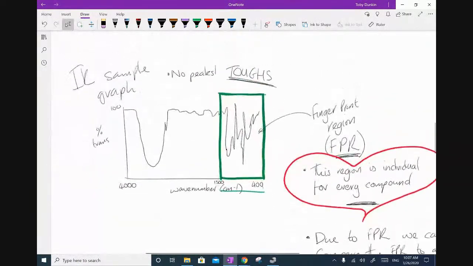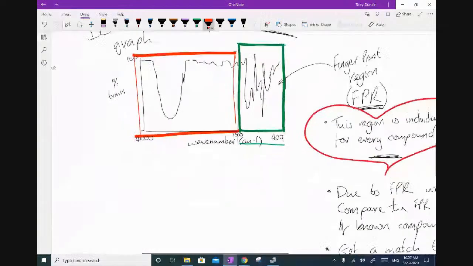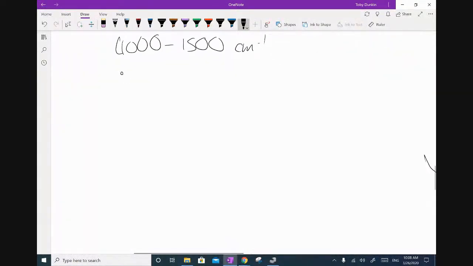So now that we've talked about the FPR, what we now need to talk about is this section. All the rest of this, 4,000 to 1,500. This region now is going to get used. So 4,000 to 1,500 wave numbers. This is now the area used to identify specific bond absorbances.